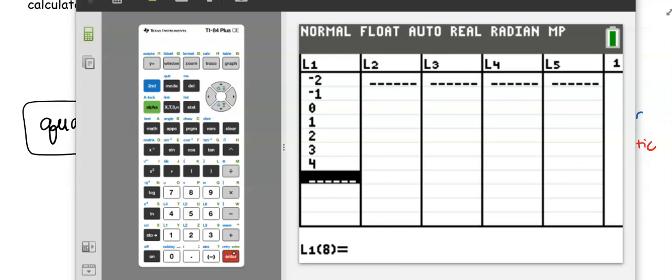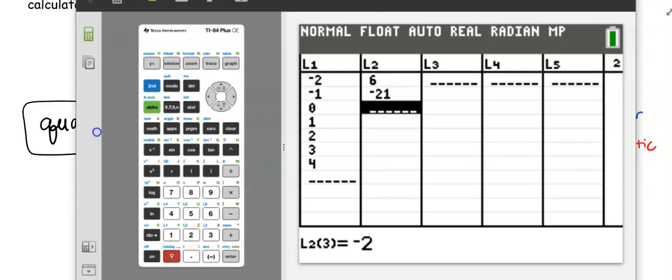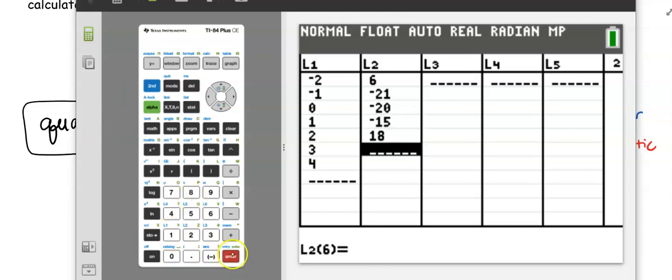Your calculator is doing all of the work for you. You just have to make sure you enter the numbers in correctly, because if you enter a number in incorrectly, everything is going to be wrong. So we double check our numbers, then we arrow over to L2, and then we're going to put the y values in L2. 6, -21, -20, -15, and again, we should be using a negative sign and not a subtraction sign. You double check that your numbers are correct. So we need our data in L1 and in L2.